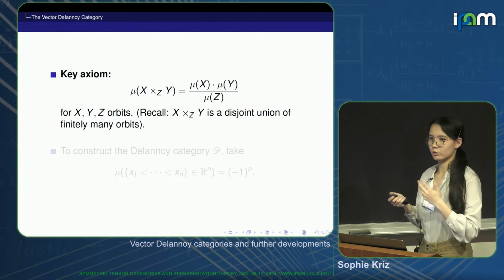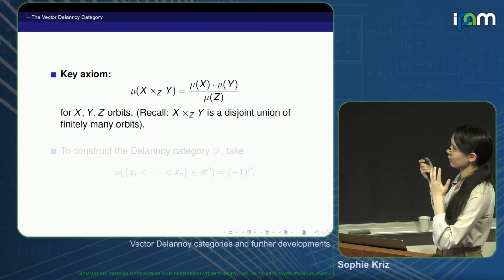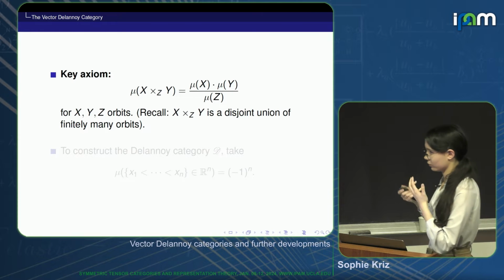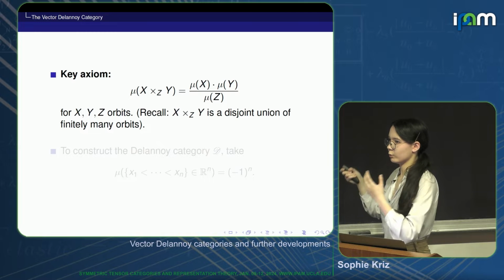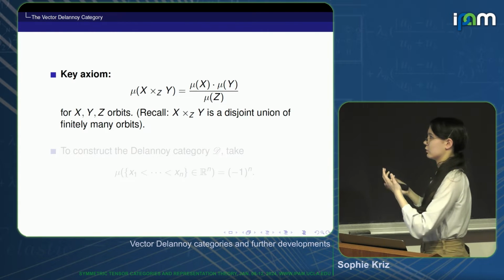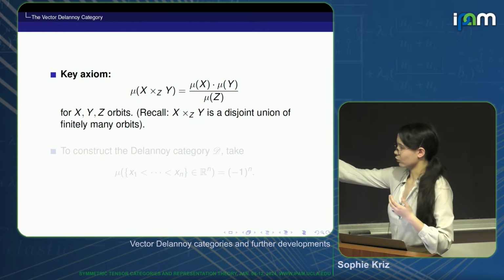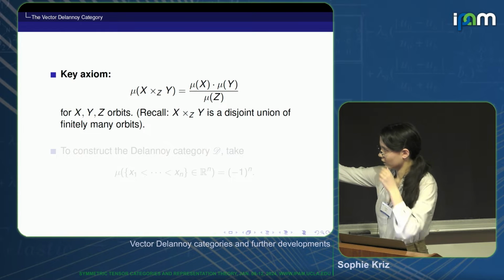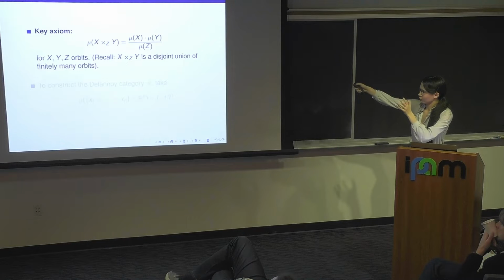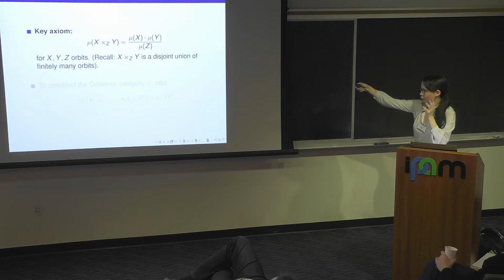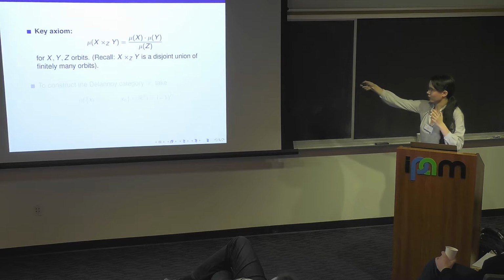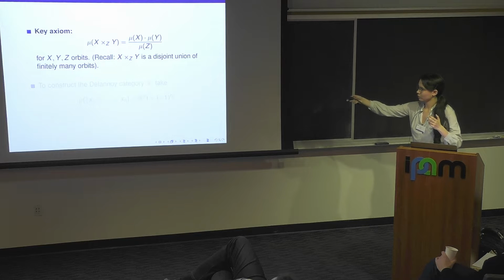I'm not going to recall all of the axioms of measure, but the key one which makes it consistent is this amalgamation property. If I have a pullback diagram of orbits x, y, and z, and I look at x cross over z with y, I decompose this into finitely many orbits, and then take the sum of the measures of these orbits. This should be just mu of x times mu of y over mu of z.